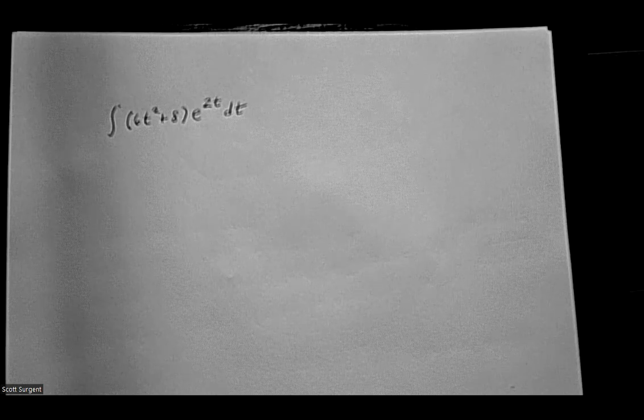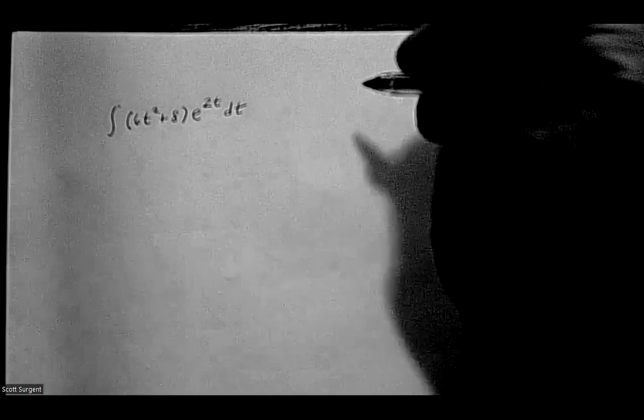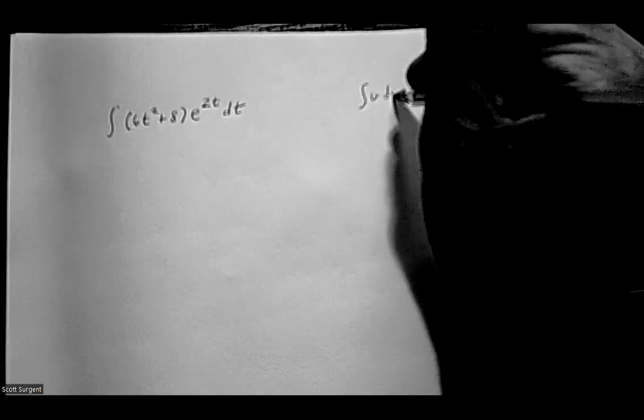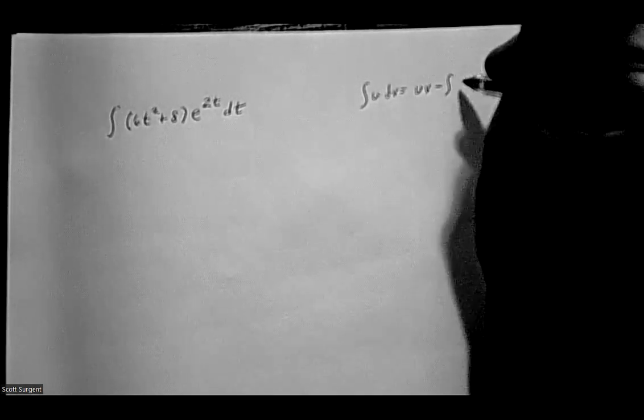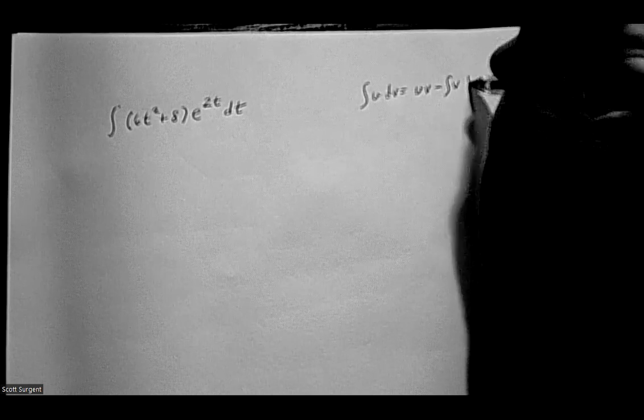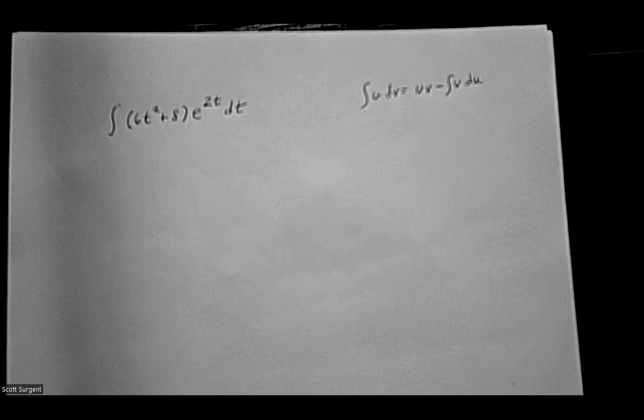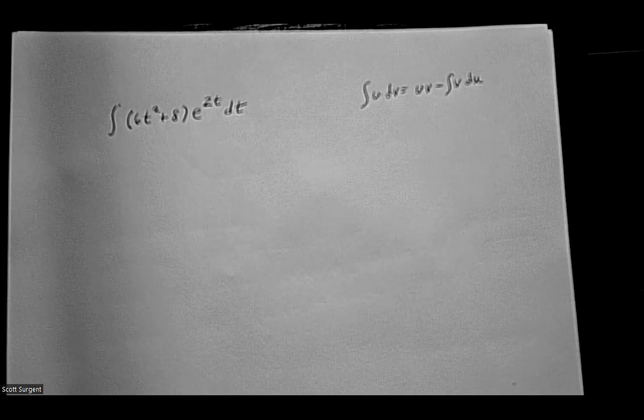This is another question. It's not identical, but it's similar to a question that's come up in the discussions. This is an integration by parts integral. And the general formula for integration by parts is, integral u dv equals uv minus integral v du. Integration by parts is the product rule worked backwards.